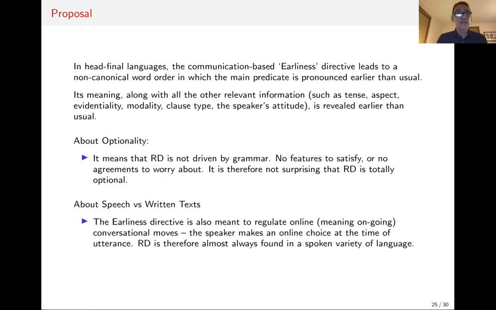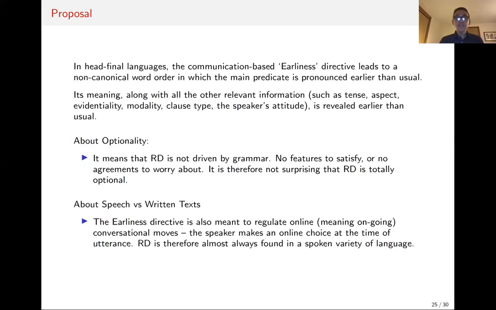Okay, so then the second point about optionality. It means that the right dislocation is not driven by grammar. It's driven by a communication-based directive. Therefore, no feature checking, no feature to agree, no grammatical principle to be satisfied. So in a sense it's not surprising that it's totally optional.